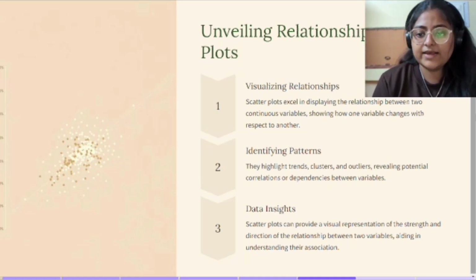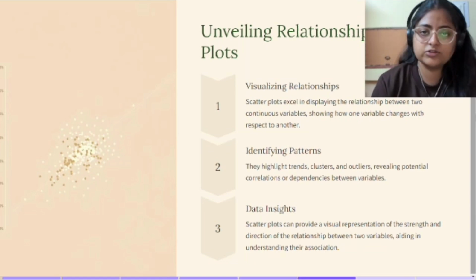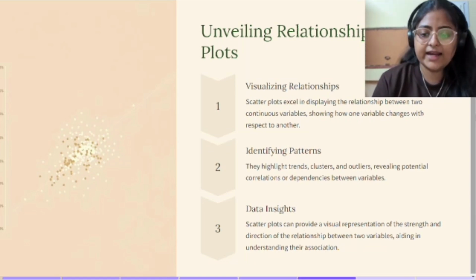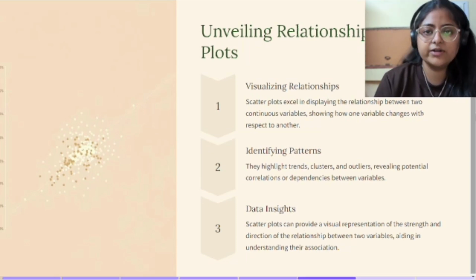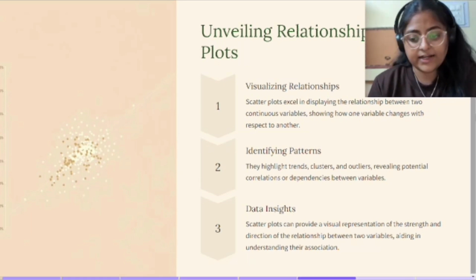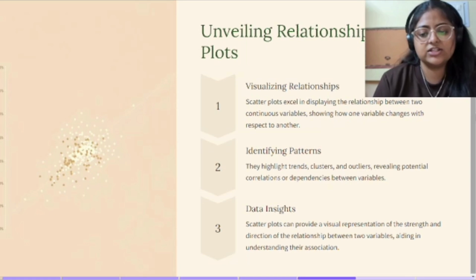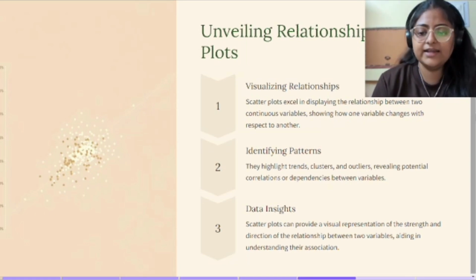They display the relationship between two continuous variables, showing how one variable changes with respect to another. Identifying patterns: they highlight trends, clusters and outliers, revealing potential correlations or dependency between the variables. Data insights: scatter plots can provide a visual representation of the strength and direction of the relationship between two variables, aiding the understanding of association.